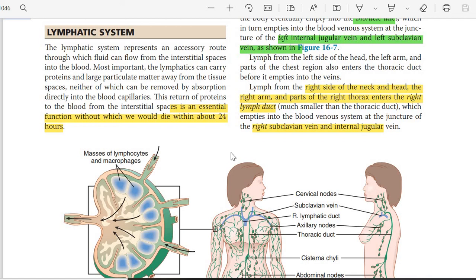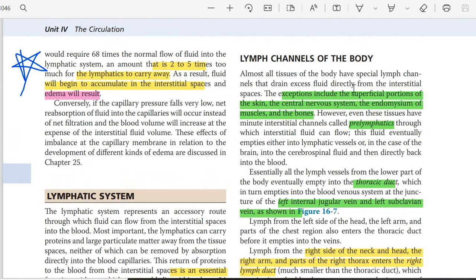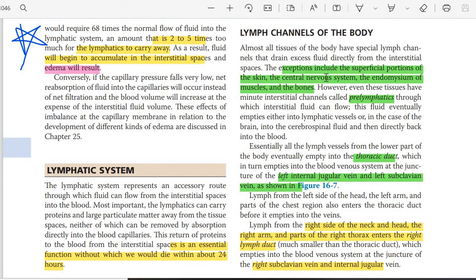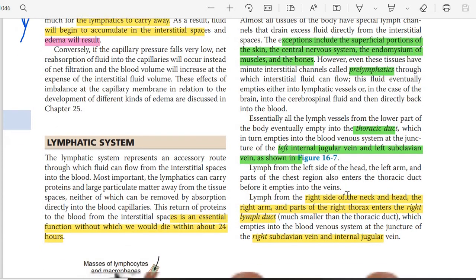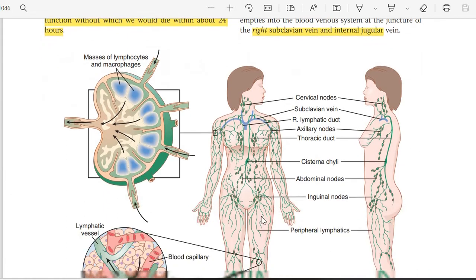So now we are covering the lymphatic system. As you can see, there are some tissues where lymph vessels are absent: skin, central nervous system, endomysium of the muscles, and bones. They have minute interstitial channels. We call them pre-lymphatics.